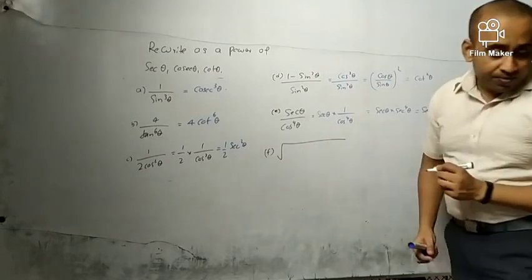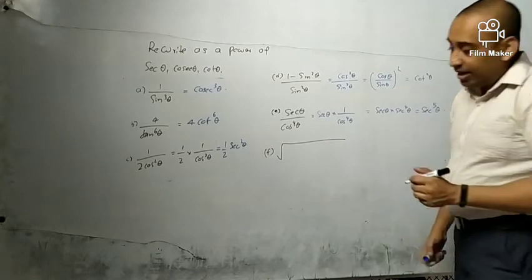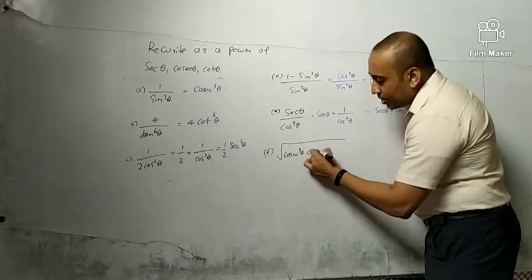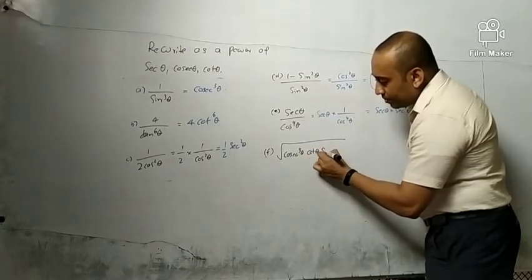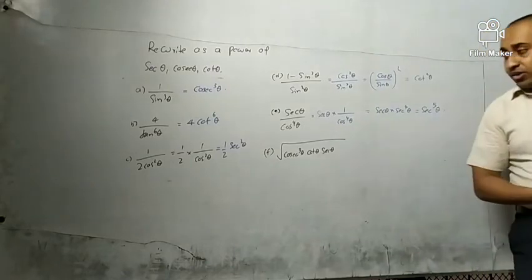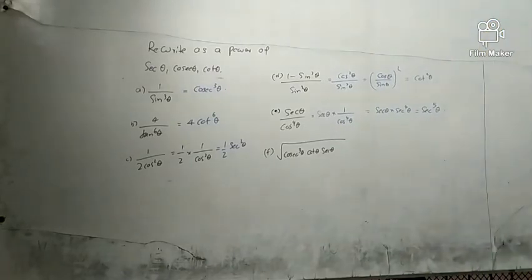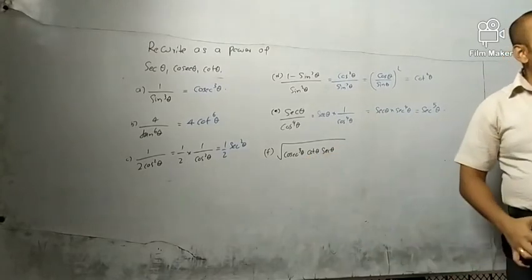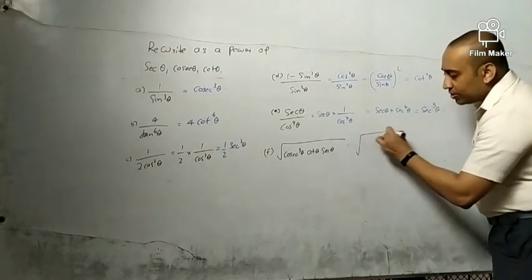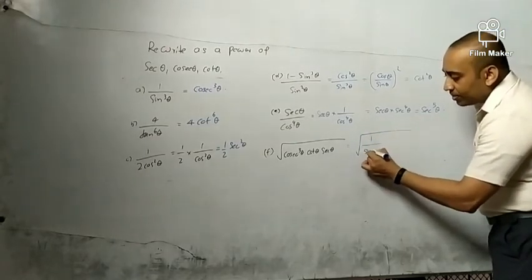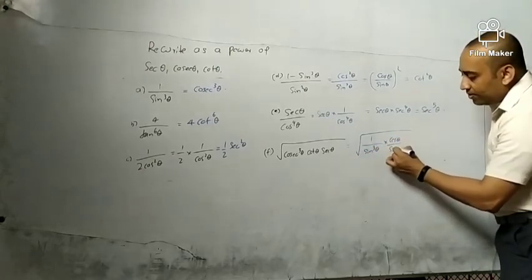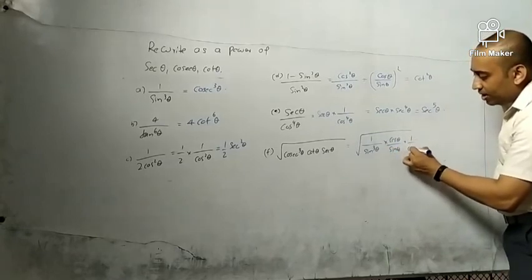Next is the square root of cosec cube theta cot theta sec theta. Though we need the final answer in cosec, cot and sec, we need to simplify. What you need to do is initially simplify this from the basic angles. Then after that you can convert into the required form. So you can say this is the square root of 1 over sine cube theta into cos theta over sine theta into 1 over cos theta.